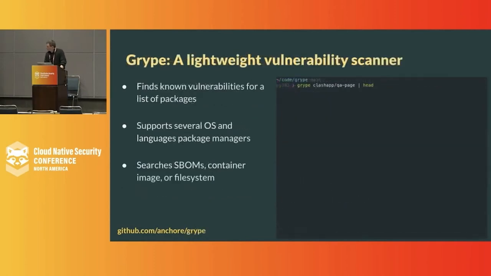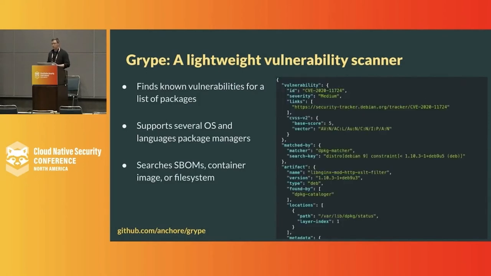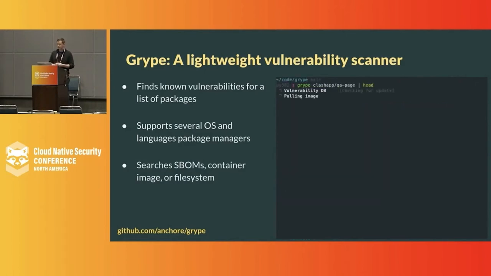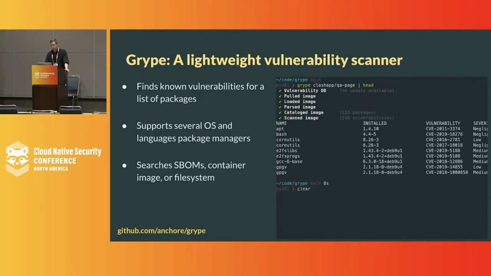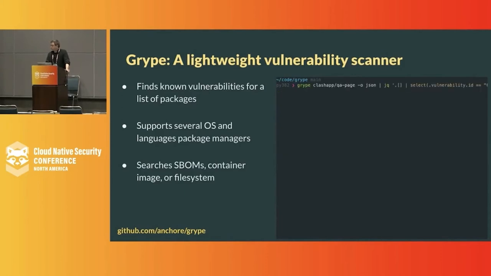So when it comes to looking for problems, we have Grype. Grype is a lightweight vulnerability scanner. It knows how to look for vulnerabilities in a list of packages, whether that comes from a container image, a file system, or an SBOM, which is really useful because you don't need to bring all those bytes with you, the entire image that you're scanning. You really just need the SBOM, and that's a lot faster to scan. And this supports several different ecosystems for scanning and matching vulnerabilities.